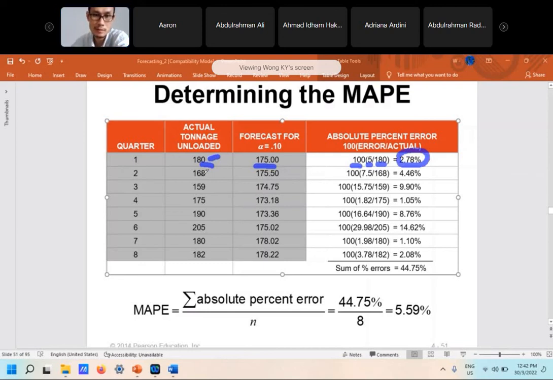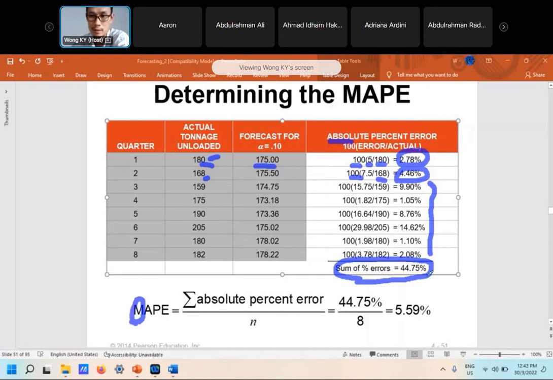Same thing for the second data. Calculate the absolute error first. 168 minus 175.5. You get negative 7.5, but because absolute, it becomes positive, so 7.5. Turn it into percentage, you divide back by the actual value, which is 168, and then times 100. Repeat for all the data, and you get the summation of absolute percentage of errors. But we need the mean. So we divide by the number of data sets we have, we divide by 8. You get this.